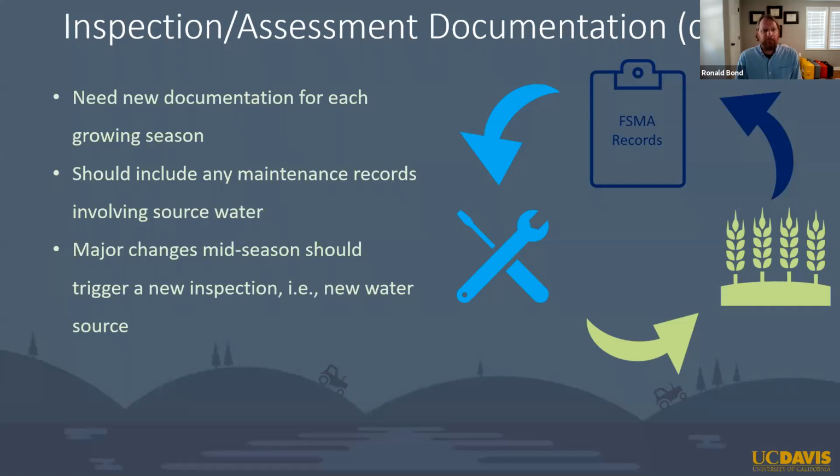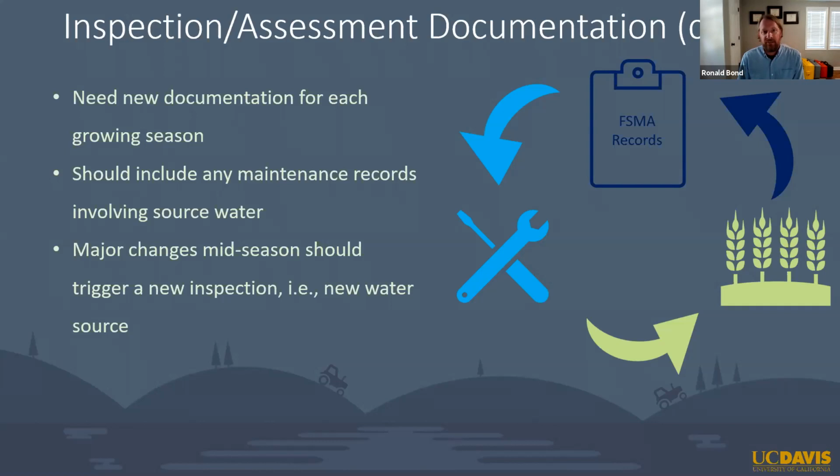Some of the other things needed during these annual assessments is that you document for each growing season. So at the start of each growing season, you look at your distribution system and you have that written down. And by the way, get yourself a 3-ring binder. You're going to need them for the requirements under the produce safety rule. Any maintenance that you've done is included as a part of the inspection. They consider that maintenance. You inspected it, that's considered maintenance under the rule. So you document that at least annually.